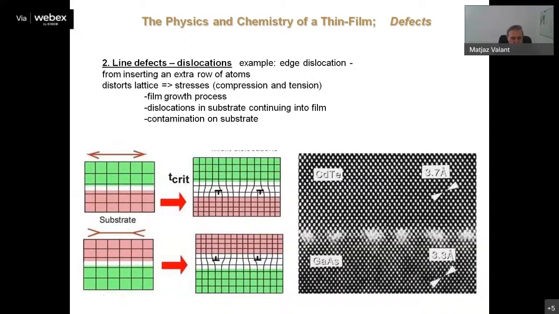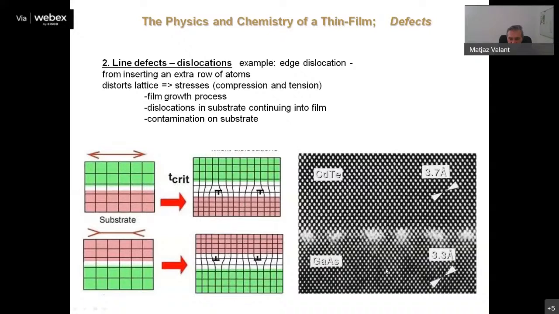And what happens is that we get a regular pattern of dislocations. The stress is released by formation of dislocations. Well, in one case, they're coming from the substrate up. In the other case, they're coming from the film down. So if we look at such an interface, we can really see these dislocations line up on the interface. And what I'm showing you here is one such example.